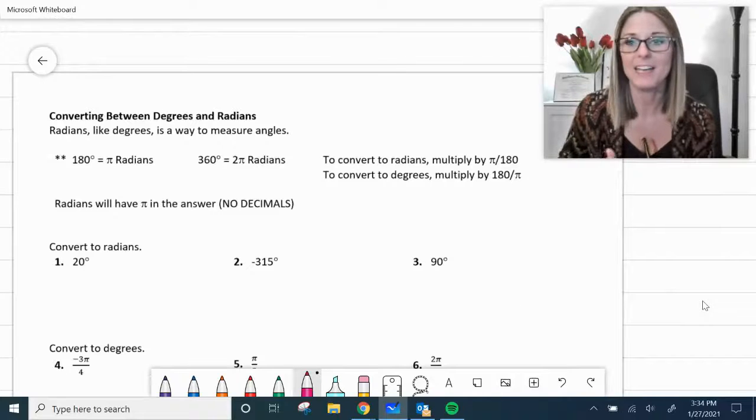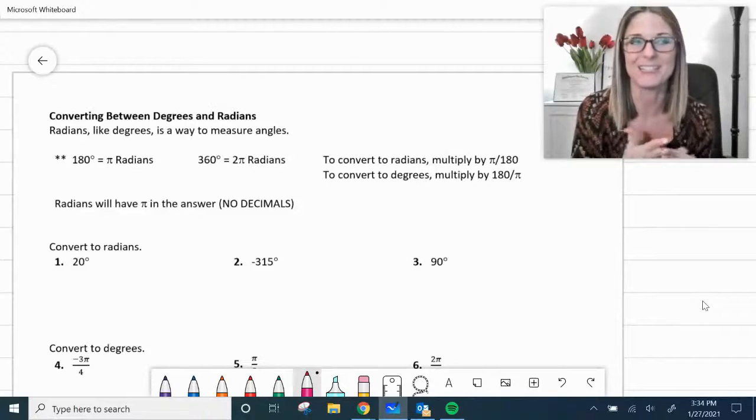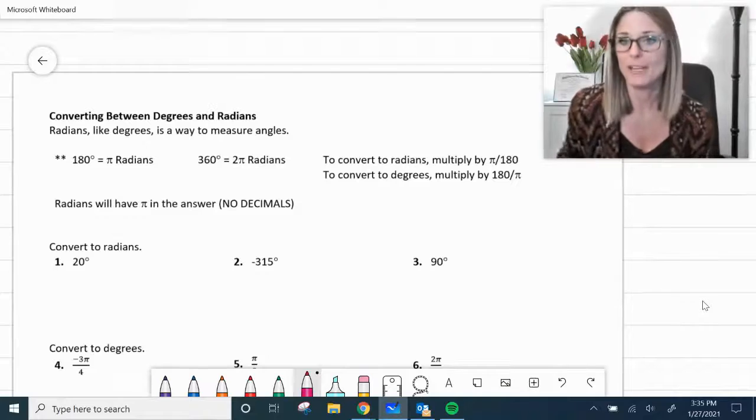Okay, so at the beginning of the notes, it's titled Degrees and Radians, and you may have been like, what's a radian? Okay, so before we dive into that, let me give you the illustration of measurement.